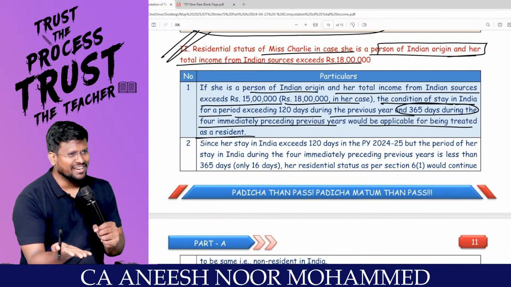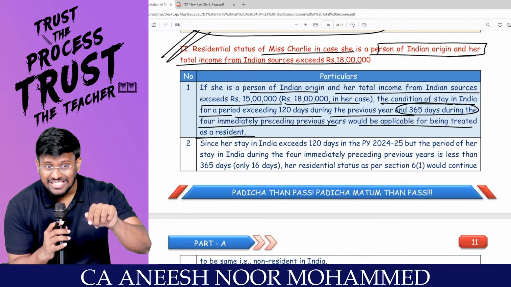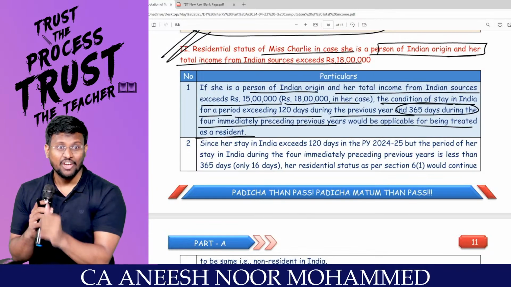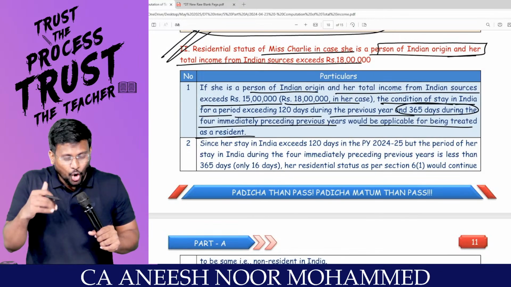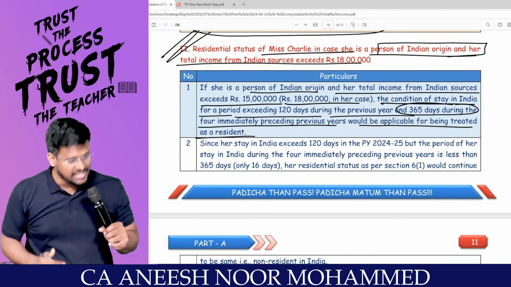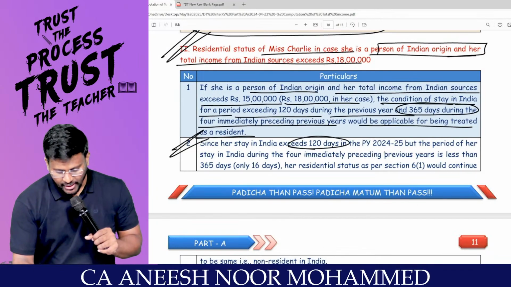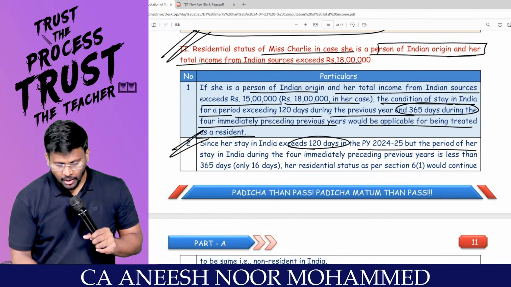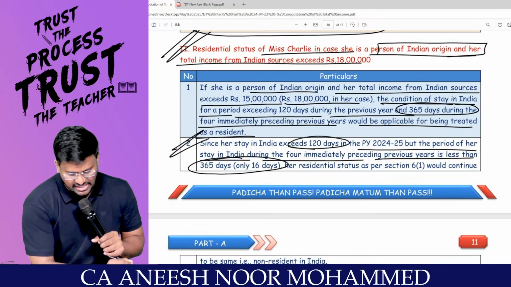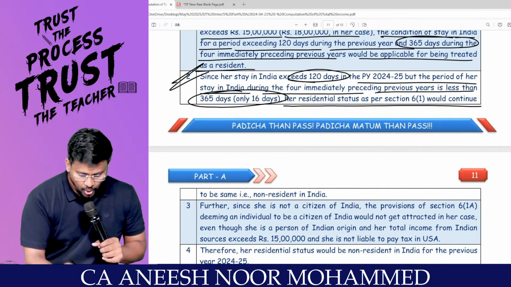Why sir? Straight away we can call them non-resident? I will call them non-resident only if they don't become resident under the above provision. First, I have to try to make them resident by applying the above-mentioned provisions. Right? Since her stay in India exceeds how many days? 120 days in the previous year. But the period of her stay in India during the four immediately preceding previous years is less than required, her residential status as per 6.1 would continue to be the same.